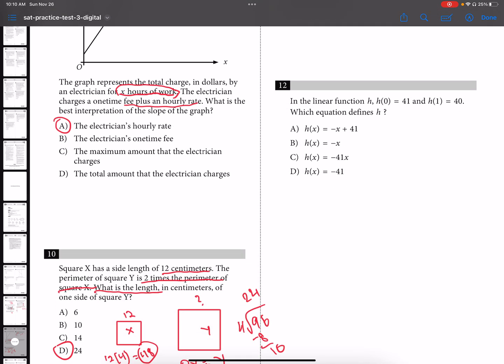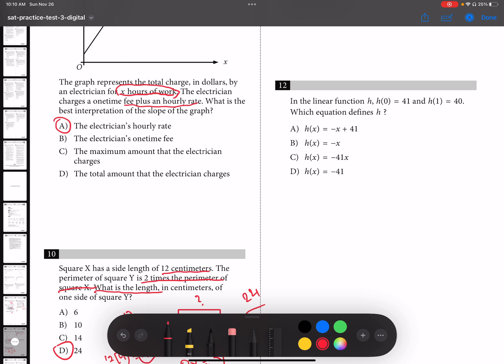Okay, number 12. In the linear function h, h of 0 is equal to 41 and h of 1 is equal to 40. Which equation defines h? So h of 0 is equal to 41. So if you put 0 here, you would get that. You put 0 here, you wouldn't. Put 0 here, you wouldn't. Here also, that's wrong. So your answer would be A.